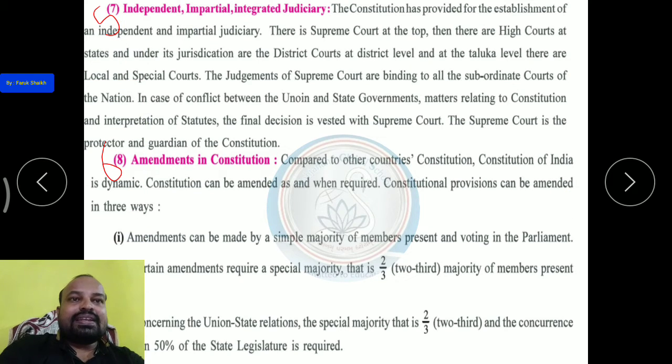Independent, impartial, and integrated judiciary. This is one of the most important features of our constitution. Independent, impartial, and integrated judiciary.